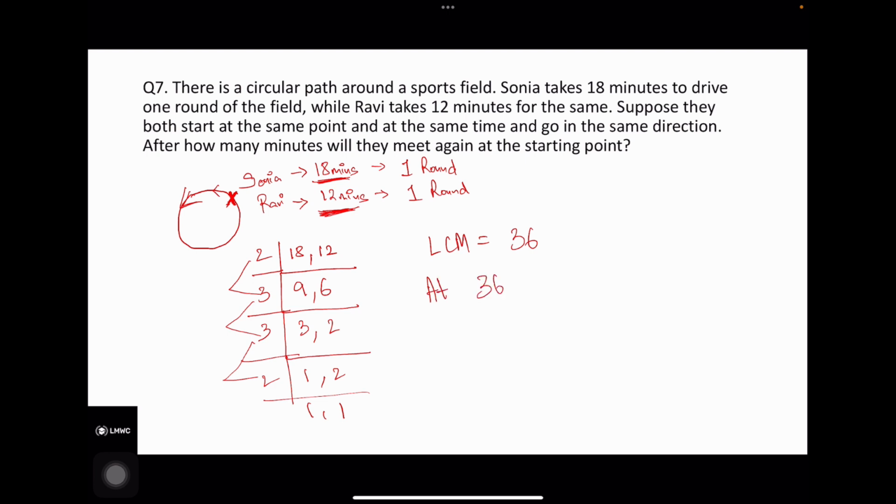So at 36 minutes, they are going to meet at the starting point.